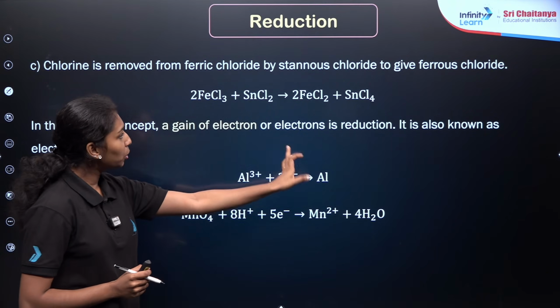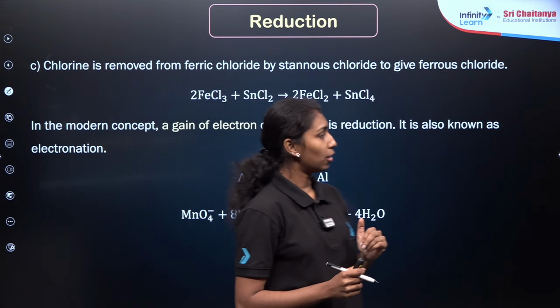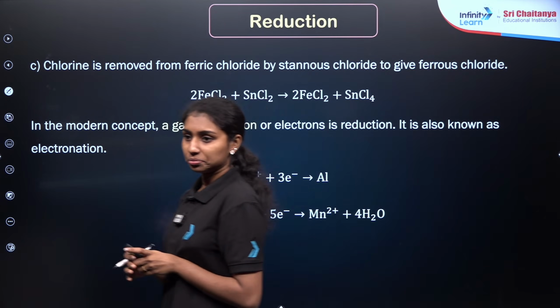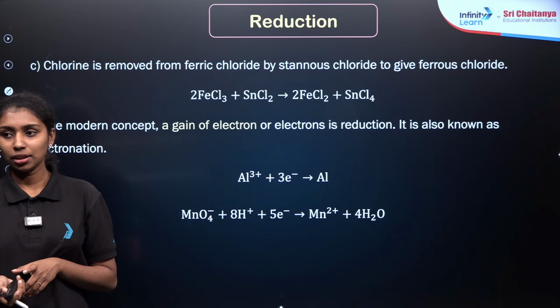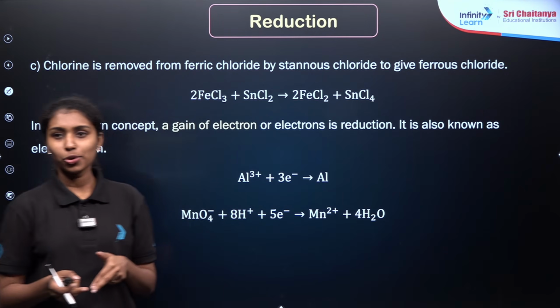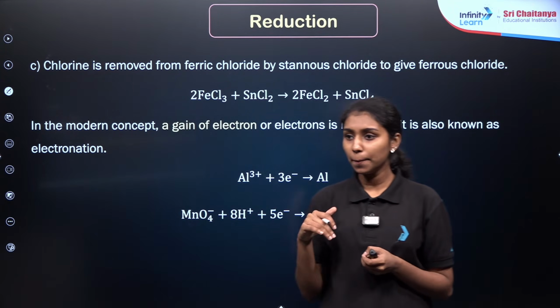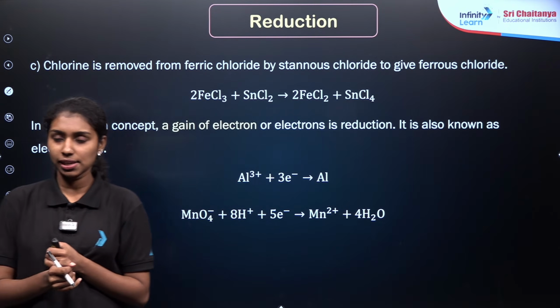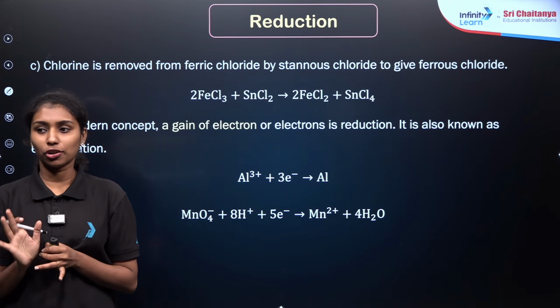So what are you observing here? 2FeCl3 plus SnCl2 gives 2FeCl2 plus SnCl4. How can we explain this as a reduction reaction? Only two more concepts remain, I think. We need to identify the oxidation states, how to calculate the oxidation state. And lastly, we will be discussing corrosion.